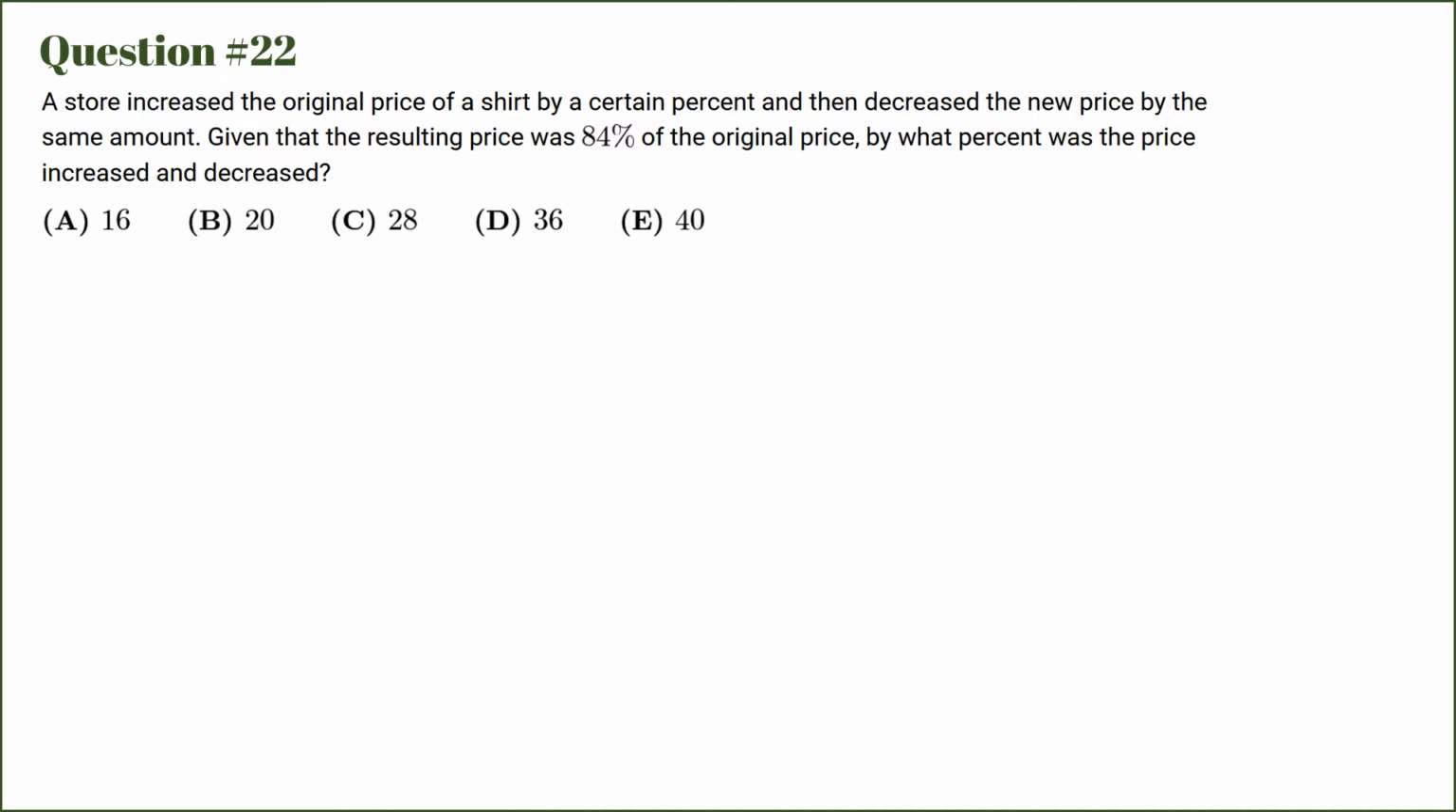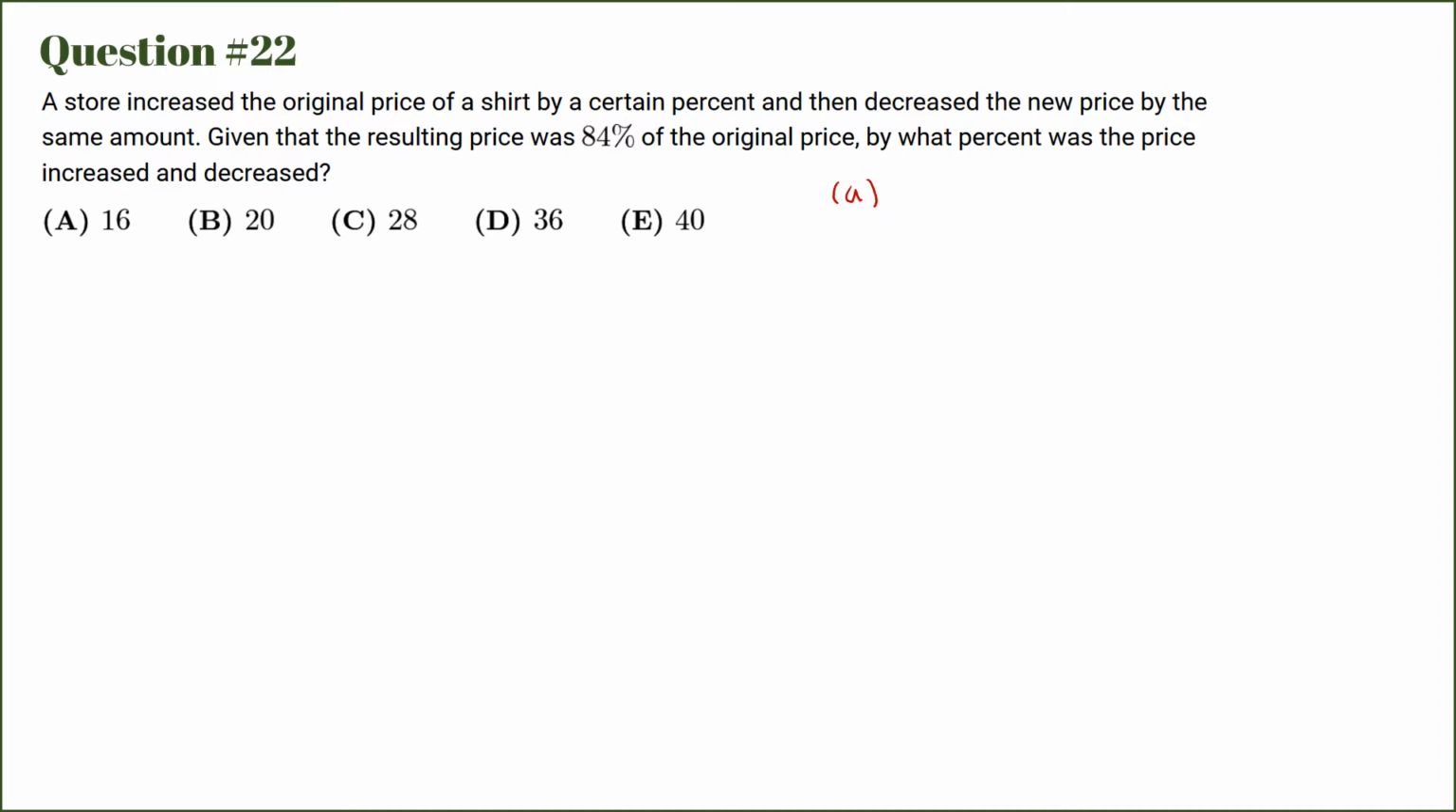Question 22 states, a store increased the original price of a shirt by a certain percent, and then decreased the new price by the same amount. Given that the resulting price was 84% of the original price, by what percent was the price increased and decreased? Okay. So first of all, let's say that the original price of the shirt was just $8.